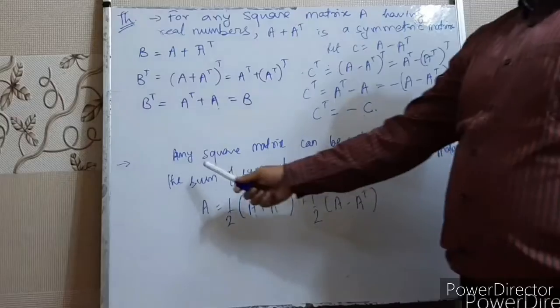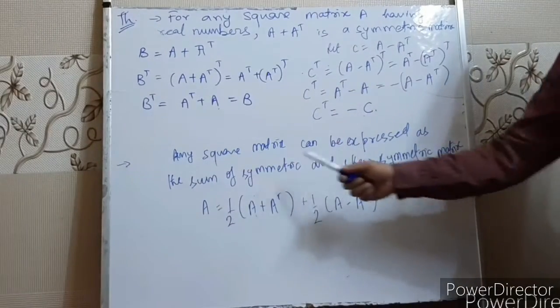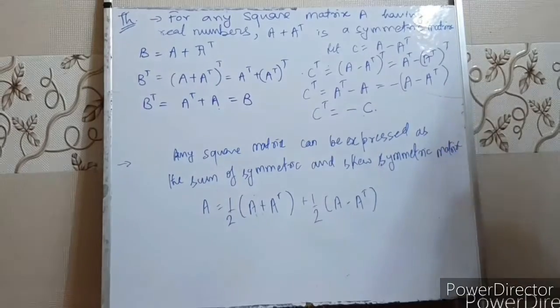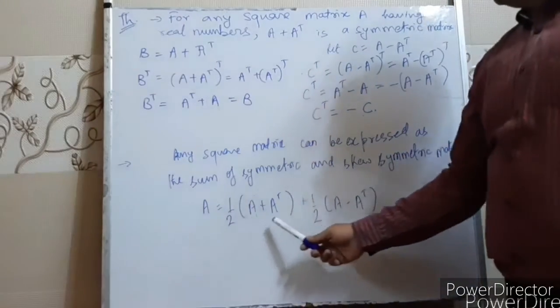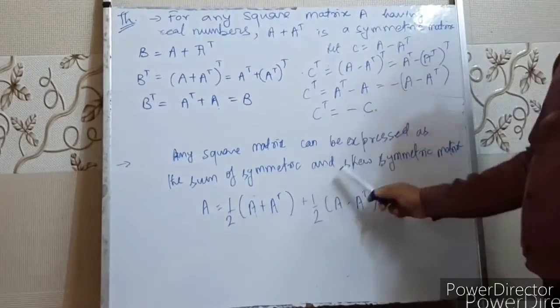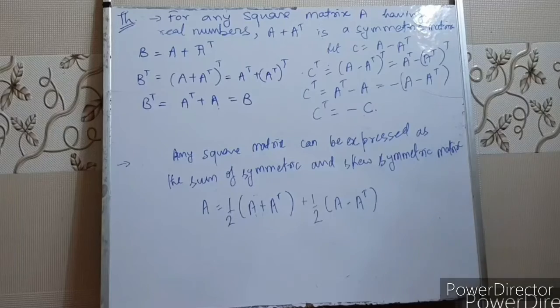Our next theorem is that any square matrix can be expressed as the sum of a symmetric and a skew symmetric matrix. That means any matrix A can be represented as 1 by 2 (A plus A transpose), which is a symmetric matrix, plus 1 by 2 (A minus A transpose), which is a skew symmetric matrix. Please note down.